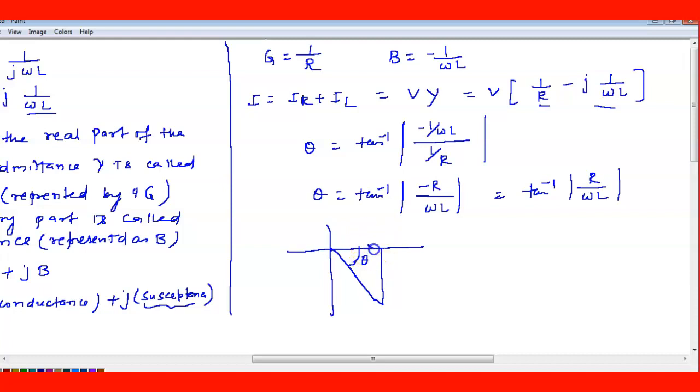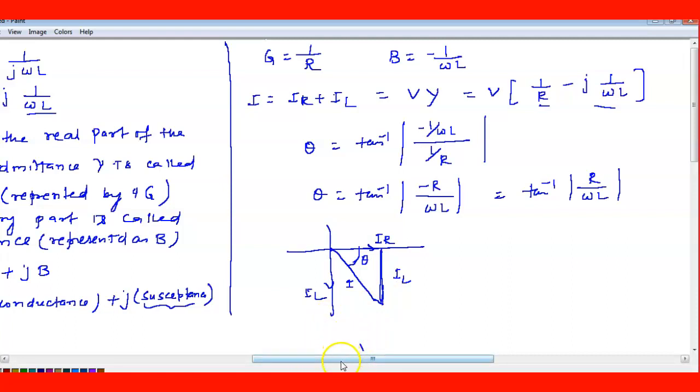This is the current IR. This is the current IL. And this is the current I. Okay, any doubt in this? Okay, understood the RL circuit.